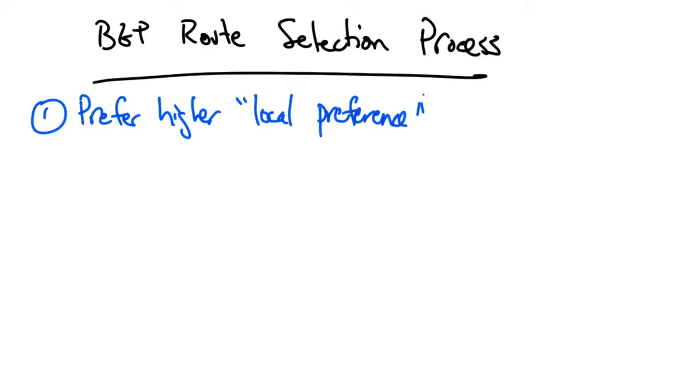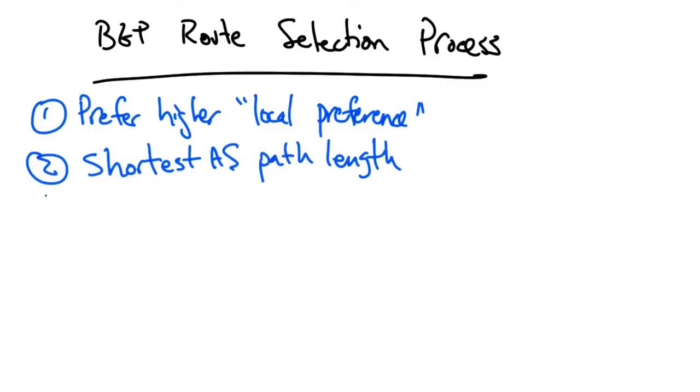The first step in the BGP route selection process is to prefer a route with the higher local preference value. The local preference value is simply a numerical value that a network operator in the local AS can assign to a particular route. This attribute is purely local. It does not get transmitted between autonomous systems, so it is dropped in eBGP route advertisements, but it allows a local network operator the ability to explicitly state that one route should be preferred over the other.